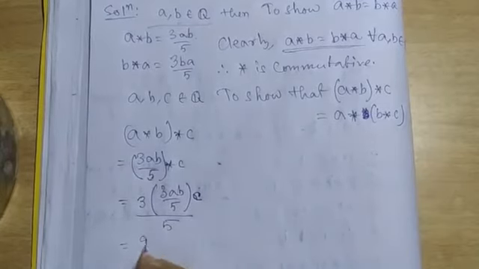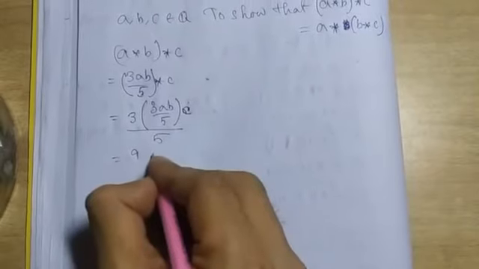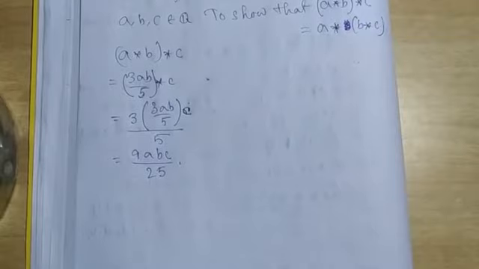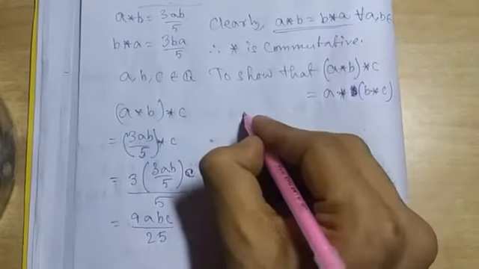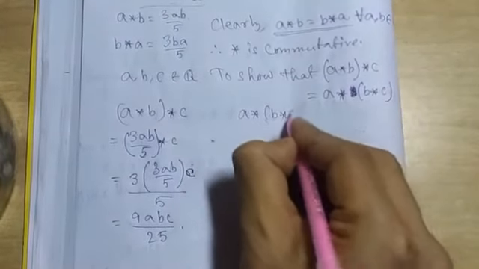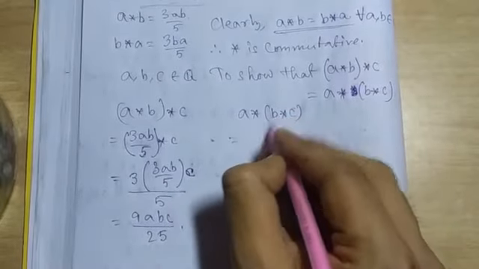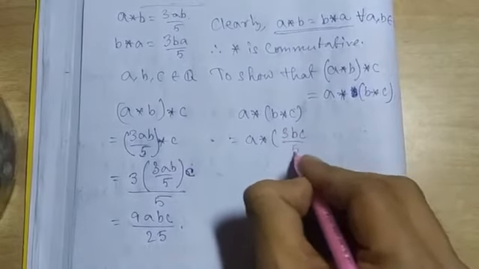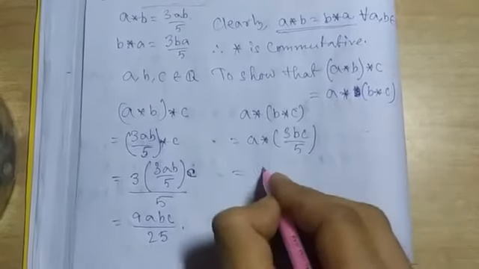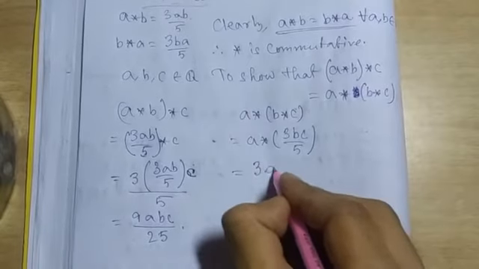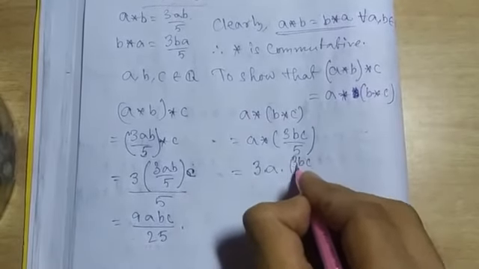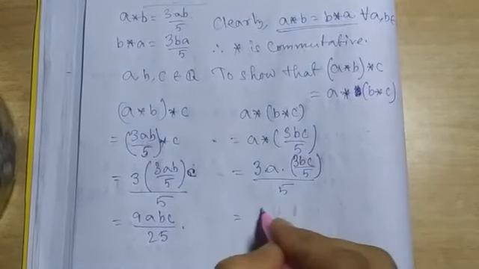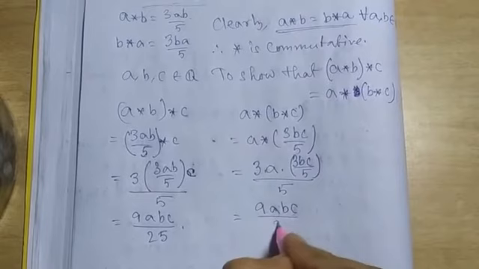So it will be 9ABC by 25. Similarly, you can calculate (A star B) star C. So first we will put the value of B star C. So what is B star C? It is 3BC by 5. Then it will be 3 times the first element into the second element divided by 5. So we can say it is 9ABC by 25.